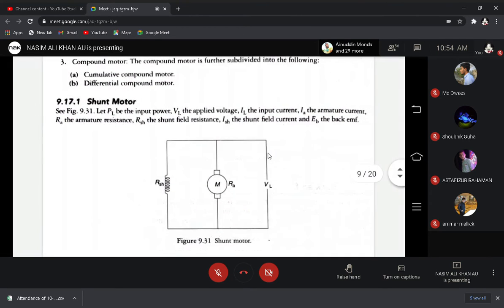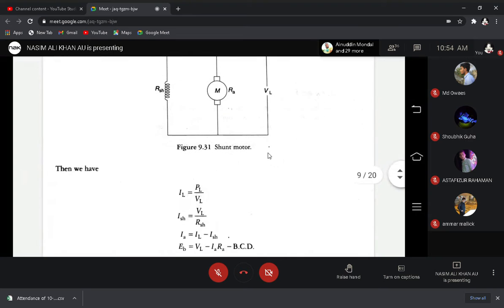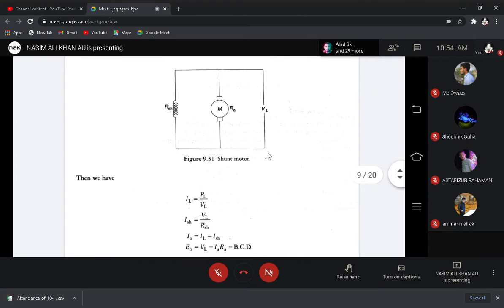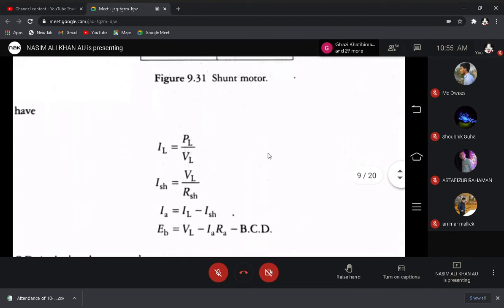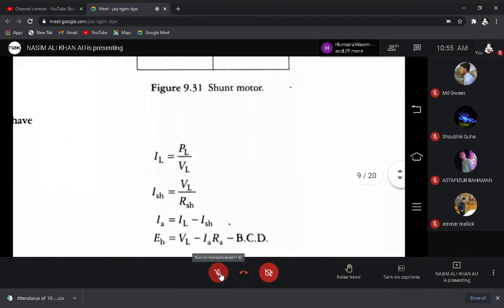Now we have to find out the expression. How do we find it? The expression of current is IL equal to PL by VL. Is it clear? IL is equal to PL by VL. Now ISH is equal to VL by RSH. Now you can see the armature current is IL minus ISH.